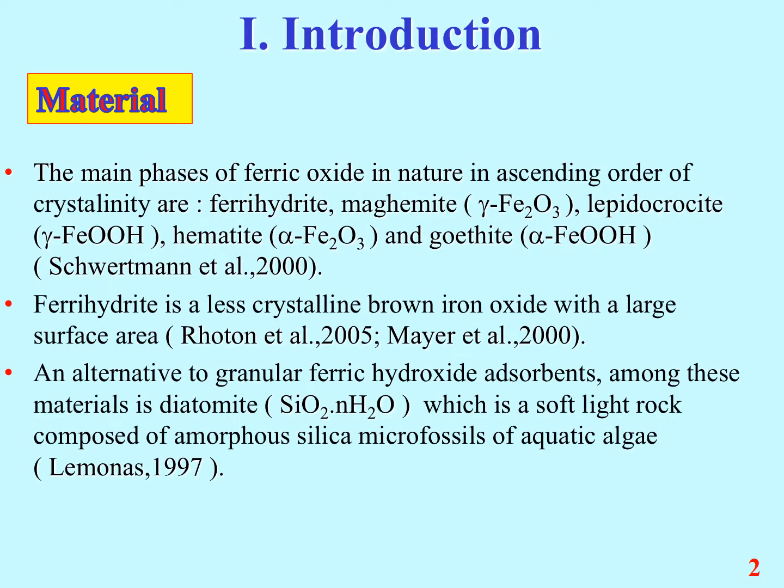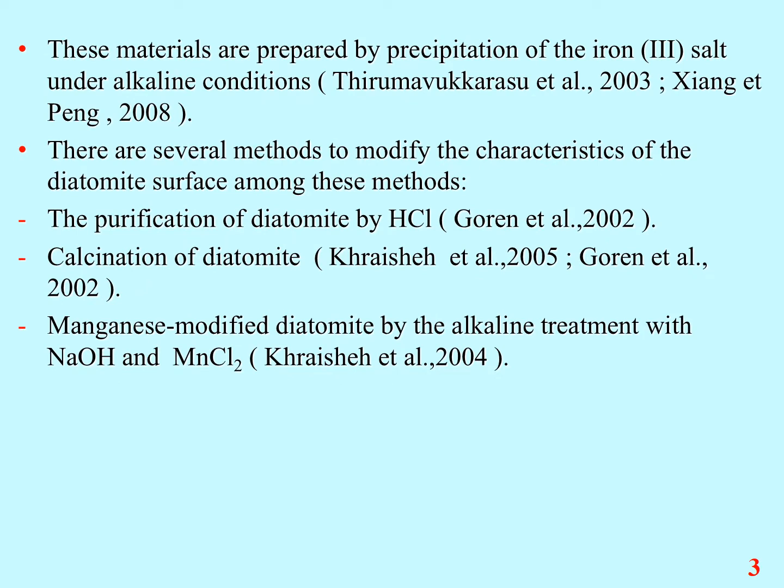The main phases of ferric oxide in nature, in ascending order of crystallinity, are ferrihydrite, maghemite, lepidocrocite, hematite, and goethite. Ferrihydrite is a less crystalline brown iron oxide with a large surface area. An alternative to granular ferric hydroxide adsorbents among these materials is diatomite, which is a soft, light rock composed of amorphous silica microfossils of aquatic organisms. These materials are prepared by precipitation of the iron III salt under alkaline conditions.